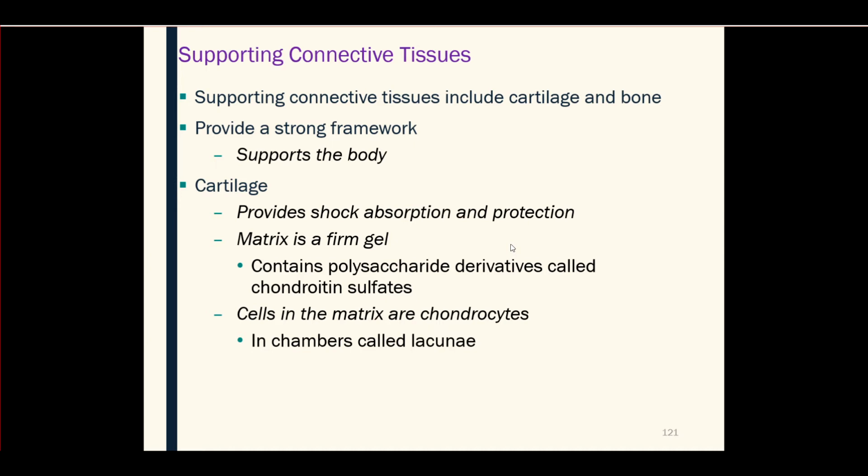Now, the cartilage actually contains cells that are embedded in the matrix. These are called chondrocytes. Whenever you see the root chondro, think cartilage, and we know cyte means cell. Okay, now these cells in the matrix live in these little chambers, these little cavities called lacuna. So it's like a little indentation in the matrix, and that allows the cartilage cell to live in it.